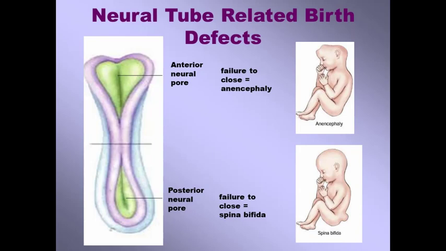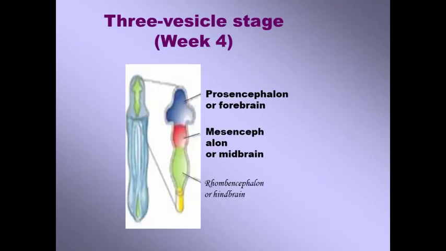Neural tube related birth defects: anterior failure of closure results in anencephaly, while posterior neural closure defects lead to spina bifida in various types. At 4 weeks of gestation, the 3 vesicle stage forms the prosencephalon or forebrain, mesencephalon or midbrain, and rhombencephalon or hindbrain.